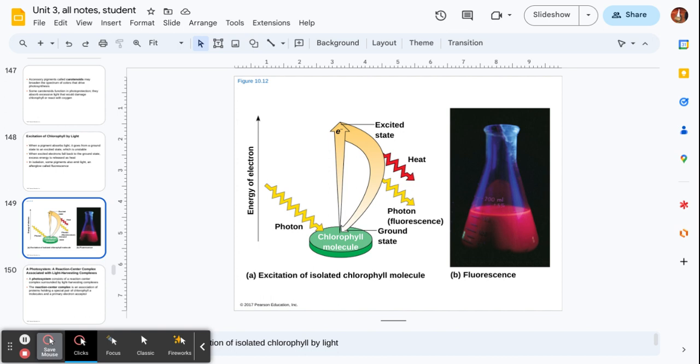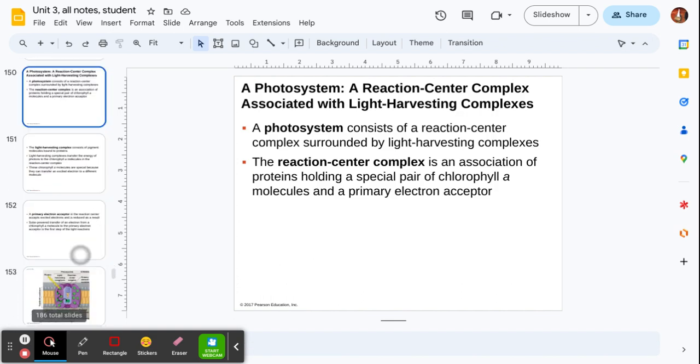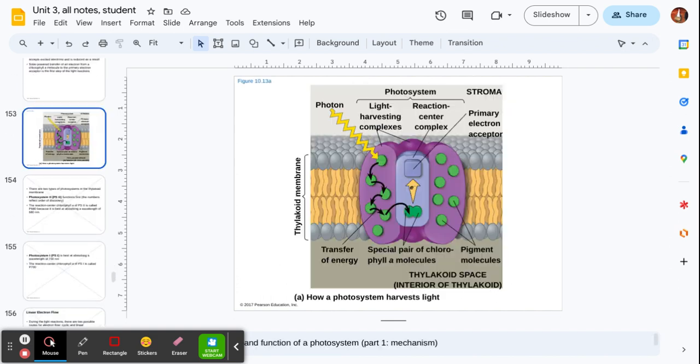Same thing is happening with our electron in our chlorophyll molecule. So let's see how that works exactly. I'm going to skip over these slides and show you the picture first because I think that will be more helpful. Unfortunately, there's no green in this picture, so let's make some green. Actually, I'm going to keep this color.